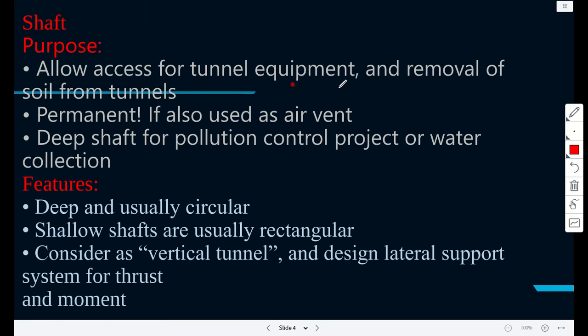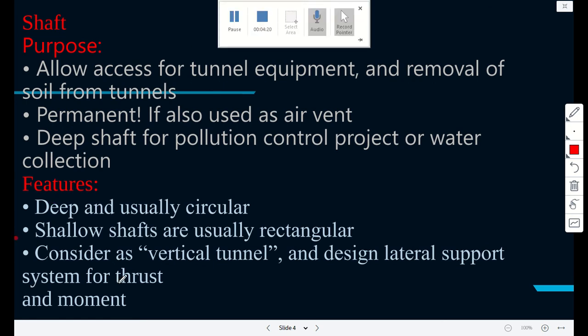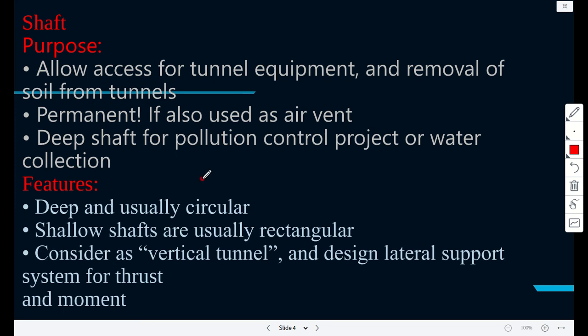So the purpose is to allow access to the tunnel for equipment and removal of soil from the tunnel. Permanent if used for air, because you are going down there, it could be like an entire city down there because people are moving, there is life there, so you need to provide air for people, otherwise people will suffocate. A deep shaft for pollution control. Yes, so for example, if it's a water project, to keep the health of the water, you always need water to be aerated. So you need to pump water, and then water mixes with the air. You need to pump air, and air mixes with the water, and the quality of the water continues to be fresh.